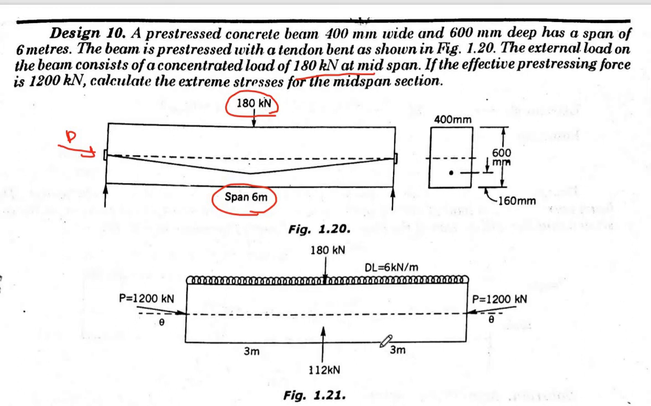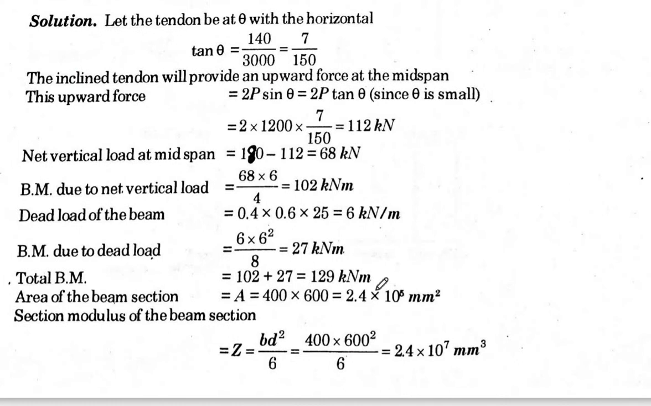So now if you have to find out on the midsection the stresses at the top and the stresses at the bottom, what are the stresses that are going to be available here? The stress due to the pre-stressing force P and the stress due to the bending moment due to these loads. So what we have to do is find out the total bending moment, right?